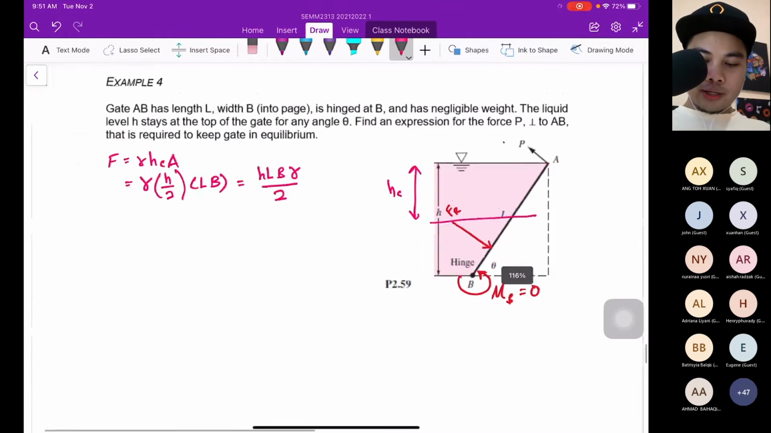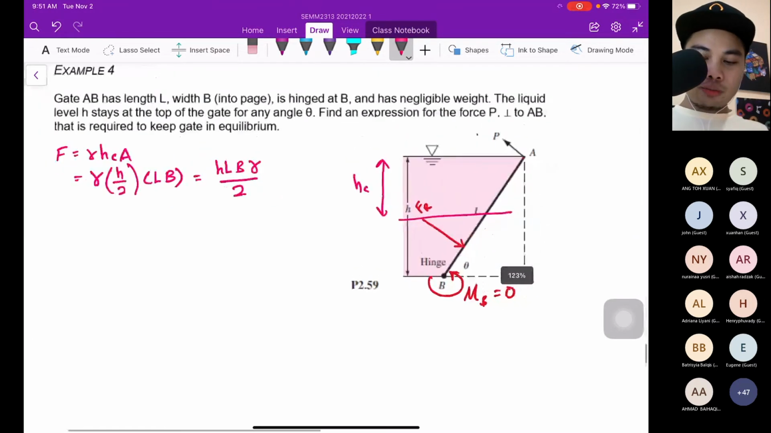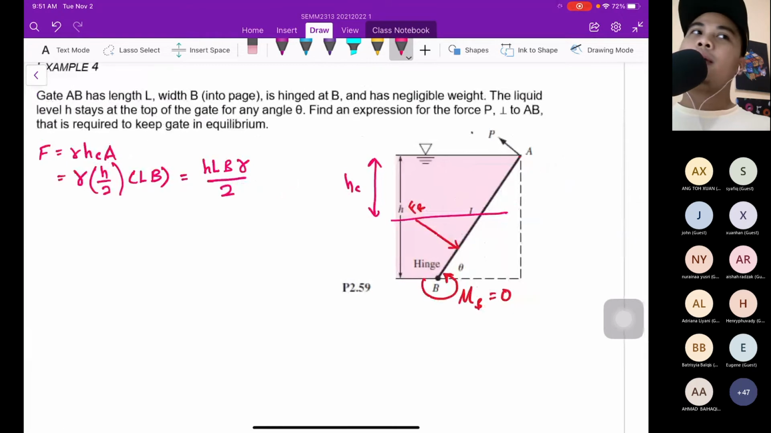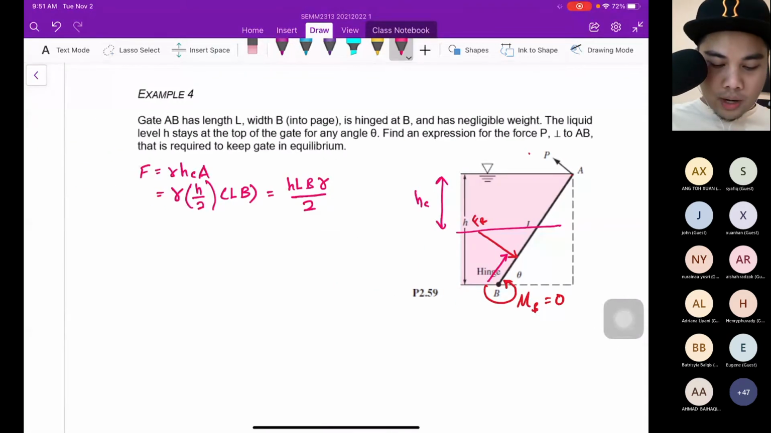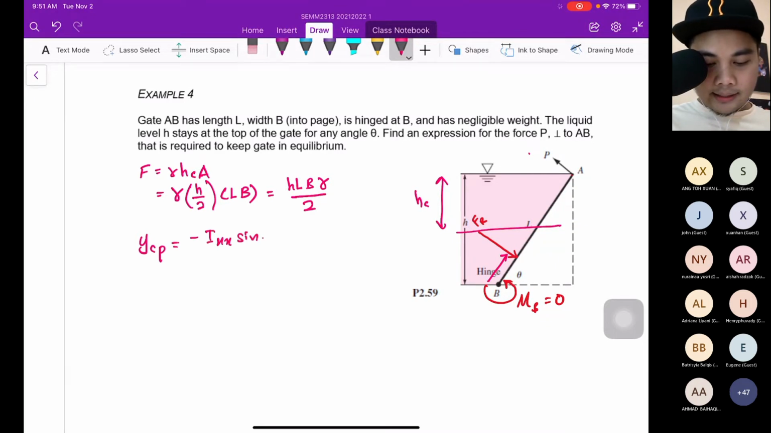After you know the resultant force, you must know the length from B to here. So definitely you must know the position of FR. That is why you need to use YCP equal to negative IXX sine theta over HCA.